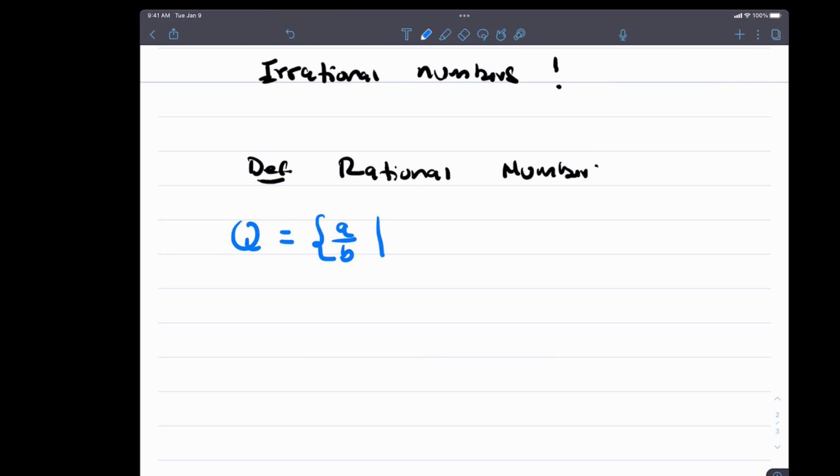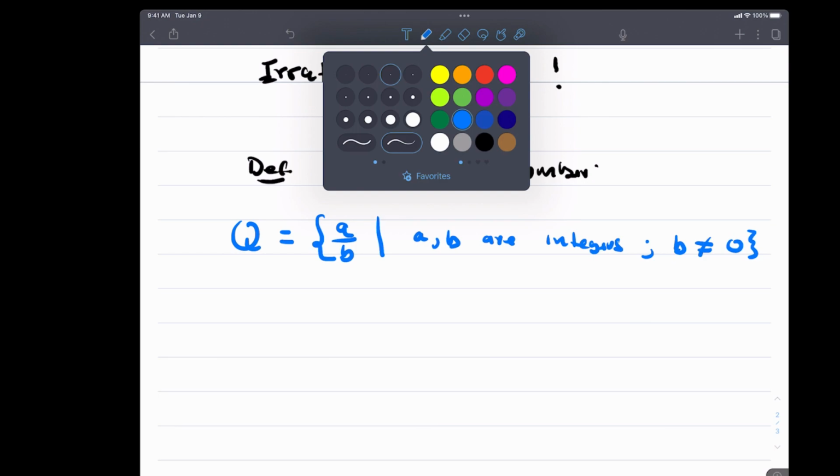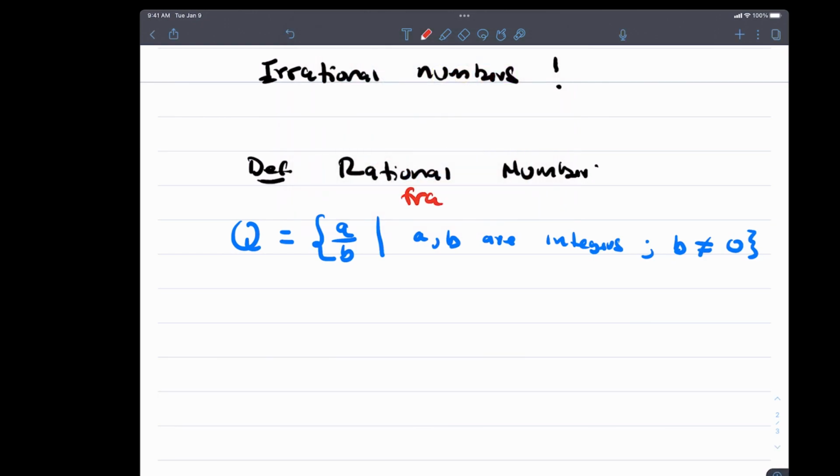Yes, it's a fraction. A over B such that A and B are integers, signed numbers, and B could never be 0. You can never divide by 0. This is set builder notation along with what a rational number is. So if you ever hear rational, the code for a rational is any fraction. You guys okay with that? A fraction is a rational number.